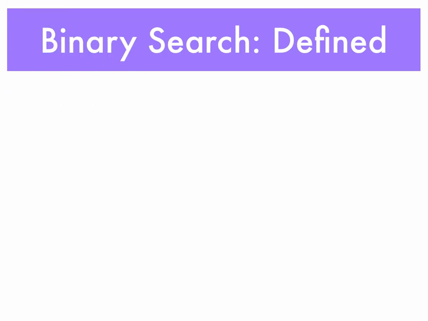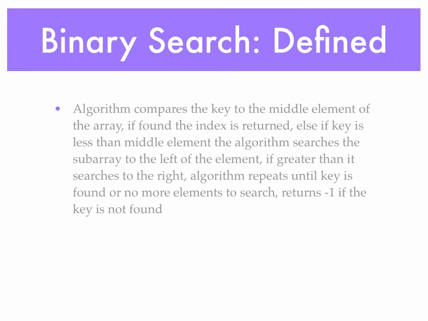Let's look at a binary search. A binary search is a little more complicated, but it's most easily understood as just divide and conquer. What it does is it looks at the middle element of an array. Now, a binary search only works if the array has been sorted, and it has to be sorted in ascending order. So this algorithm compares the key, what we're looking for, to the middle element of the array. If I find the value I'm looking for, the index is returned.